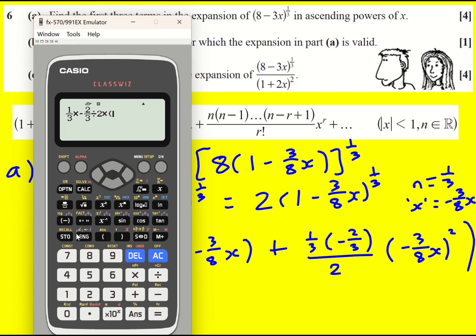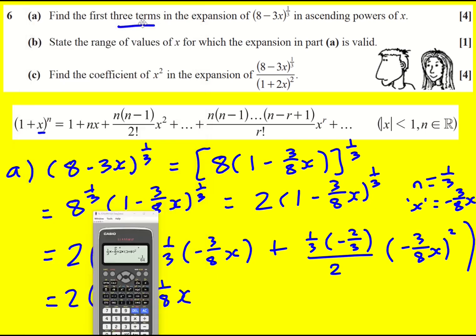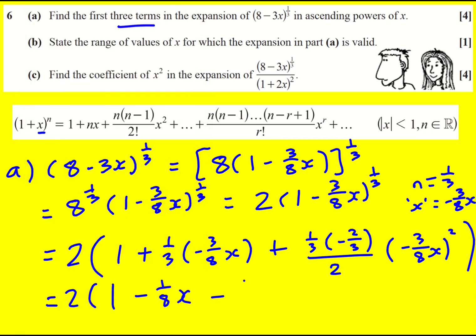And I'm going to times by 3 over 8. Remember, you can just use a division symbol. It's a little bit quicker. And I'm going to square that. I know it's a negative, but when I square it, it'll become positive. So this will give me my answer, minus 1 over 64 x squared.